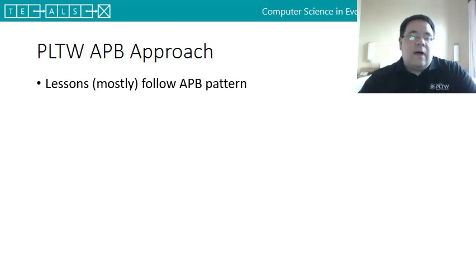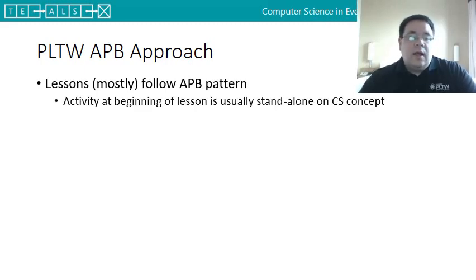Lessons will mostly follow this APB approach. At the beginning of a lesson, there is usually an activity. In computer science principles, they usually tend to be a standalone activity that highlights a specific CS concept or set of concepts. It's not necessarily directly tied to the rest of the activities in the lesson, but it goes into some more detail into some important concept or idea having to do with computer science.